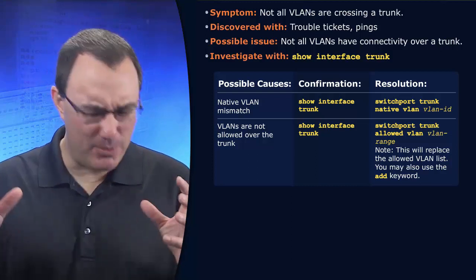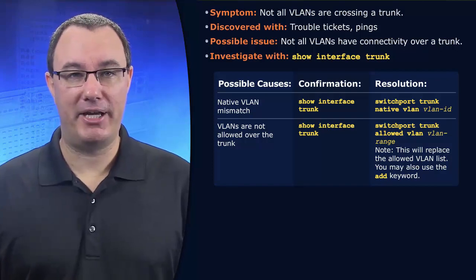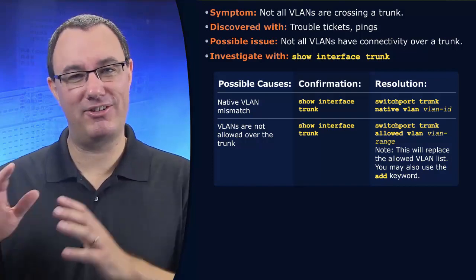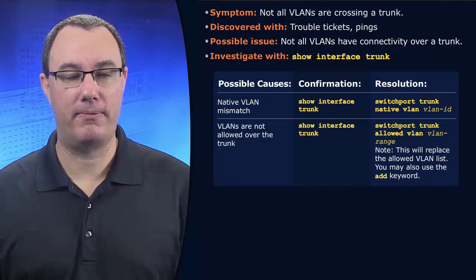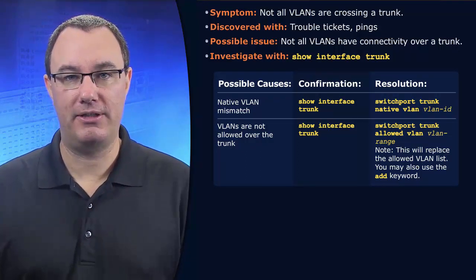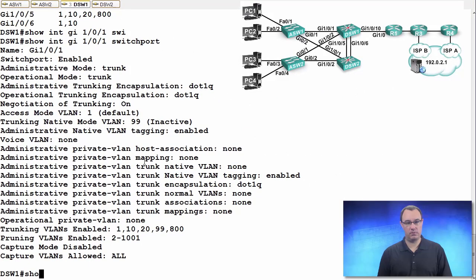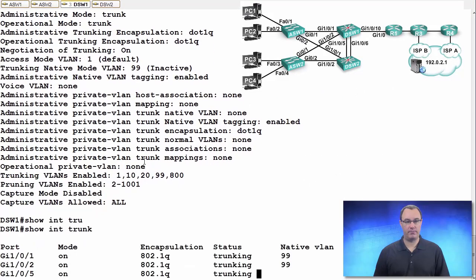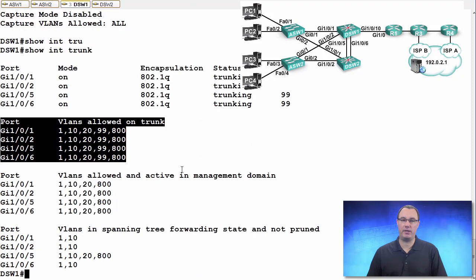And so, yeah, we have our trunk links in place. We see them up. But just because a trunk link is in place doesn't mean that we're conveying all the VLANs across. So let's look at this. Let's do a show interface trunk. Show interface trunk is the best way to look at all the VLANs that are allowed.